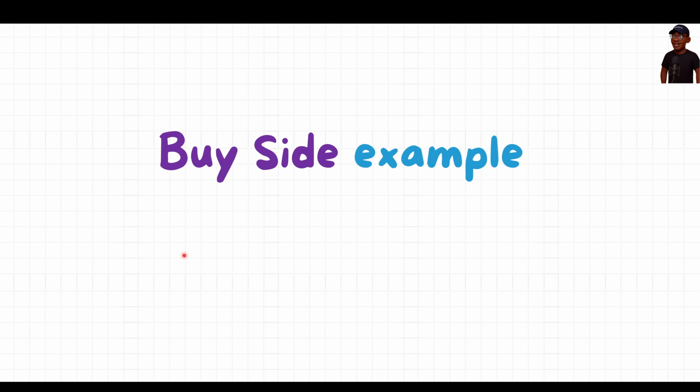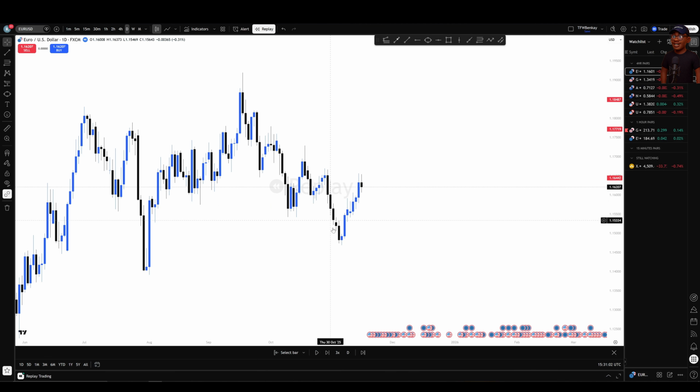Now let's look at a buy side example. So you can see the base of the ice cream cone, which has been formed nicely here, which is a very good potential demand zone, looking at the number of candles involved on both sides. All right, so let us draw a demand zone.